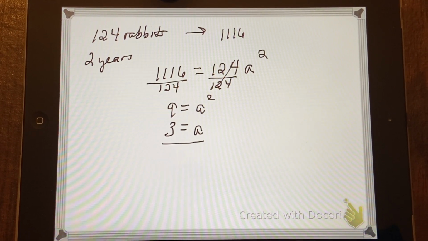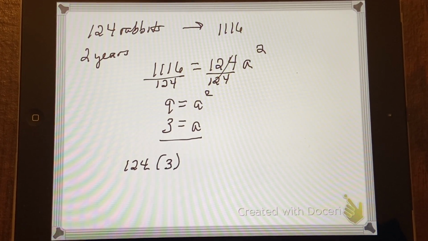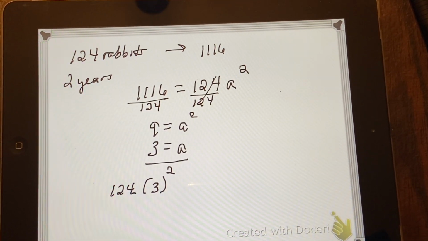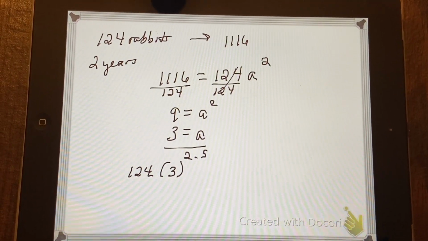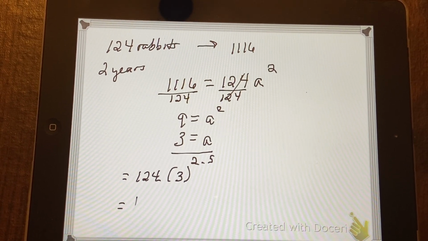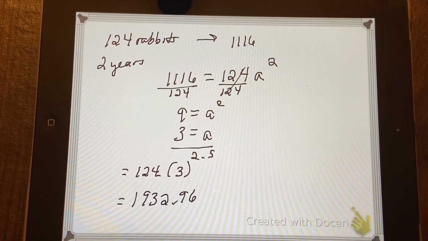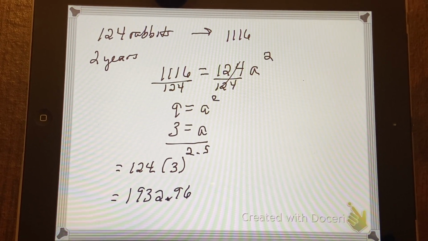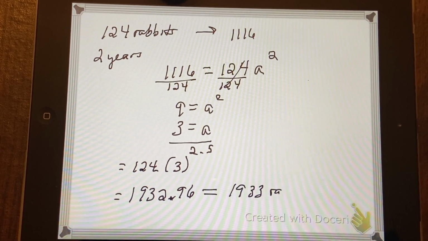So I'm going to start off with 124, the original amount, my growth rate. And remember, I already had 2 years, but I want an additional 6 months. Well, 6 months in terms of years is 2.5. And so if I just multiply that out, that's going to give me the number of rabbits after 2.5 years. So 1,932.96, and they want me to round to the nearest rabbit, so 1,933 rabbits.